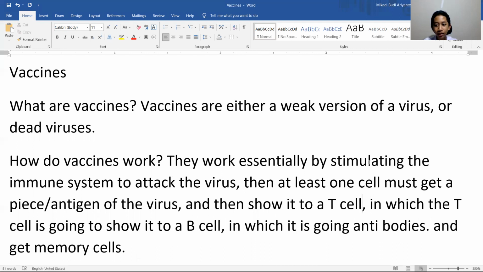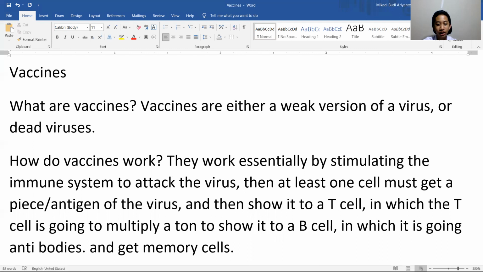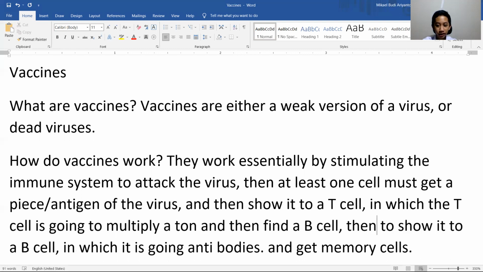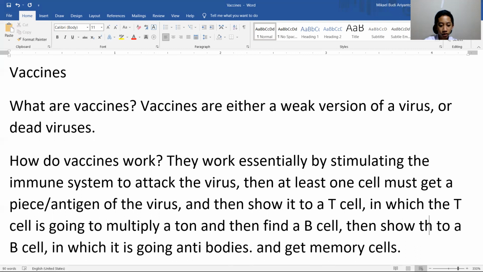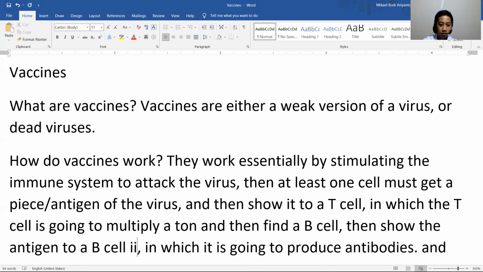The T cell is going to multiply a ton. No, not a ton, it would have wasted your body's resources already, and that would not be very good. Instead of succumbing to a disease, you succumb to yourself, to your body consuming too much food and such. It's going to multiply and then find a B cell and show the antigen to a B cell.